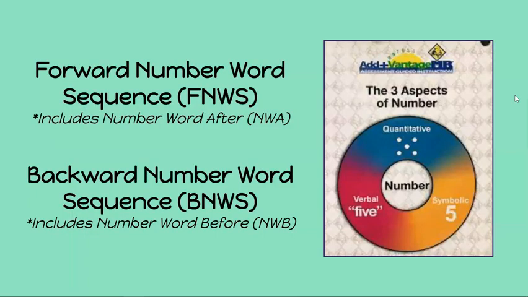Both a forward number word sequence and backward number word sequence involve our students' ability to count verbally, or what we might think of as rote counting. It doesn't involve quantitative counting, which is counting a collection of things or group of objects. And just keep in mind with AVMR the emphasis on how important it is that our students are able to count backwards in order to support their work and understanding of subtraction.